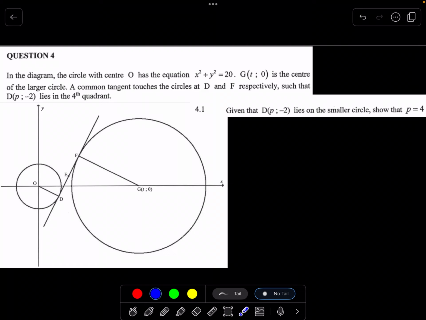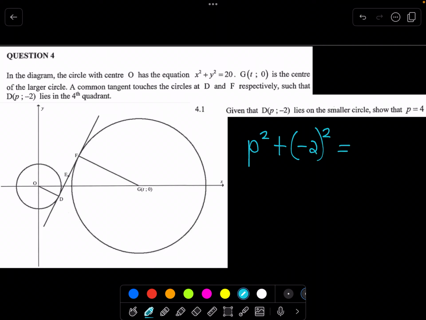We've been told the y coordinate, so we can figure out the x coordinate. We can do that by saying we know that p squared plus -2 squared has to be equal to 20 because D lies on this circle. So we have p squared plus 4 is equal to 20. So p squared is equal to 16.